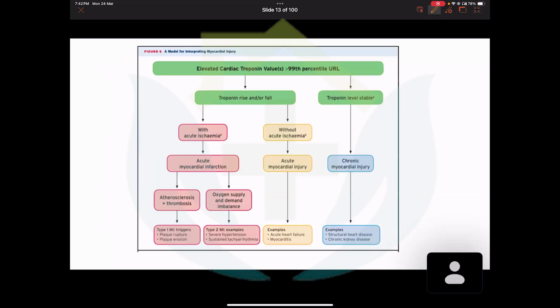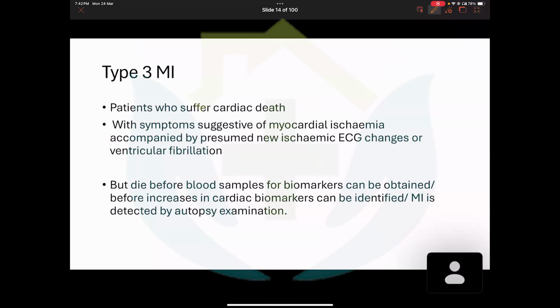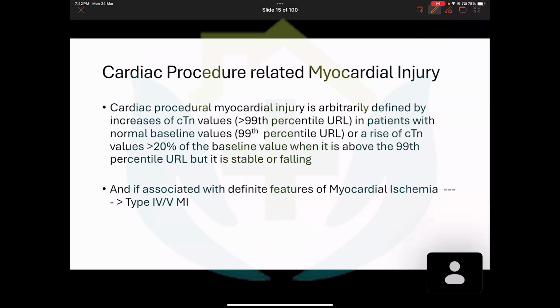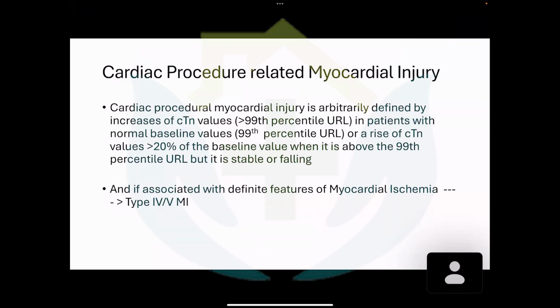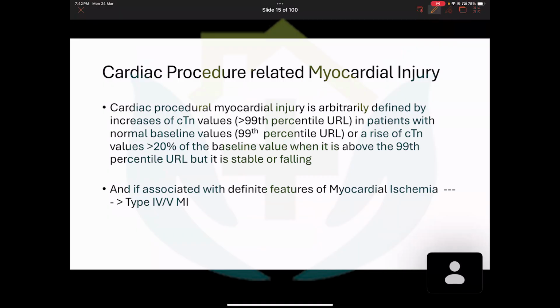And then we move to type 3 AMI and type 4 AMI. These we shall discuss later also, so I'm not discussing them here. Type 3 AMI, patients who did not give us a chance to investigate and have died. So basically an autopsy finding, right? Type 4 is related to the PCI. So after PCI, the cardiac troponin changes will be more than 99th percentile of the upper limit of normal, or more than 20% of the baseline value.